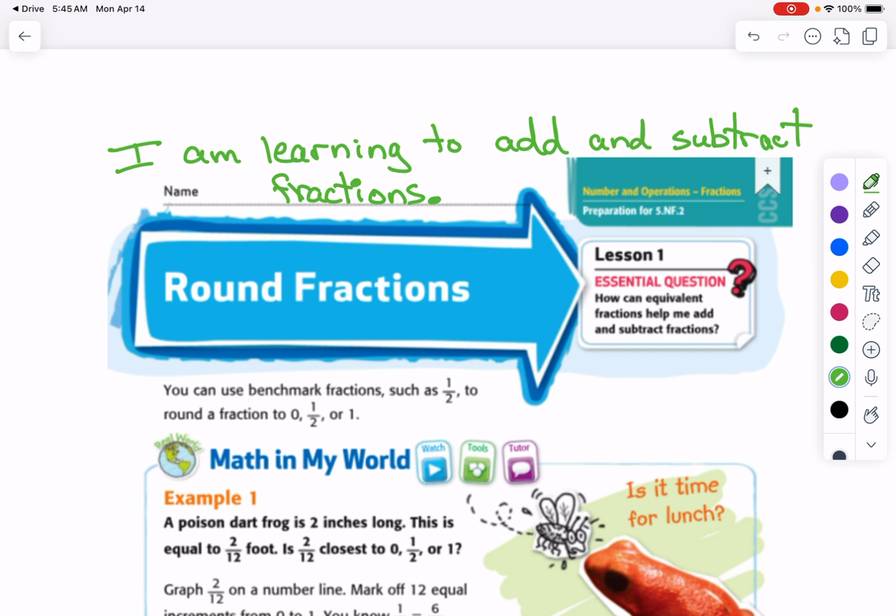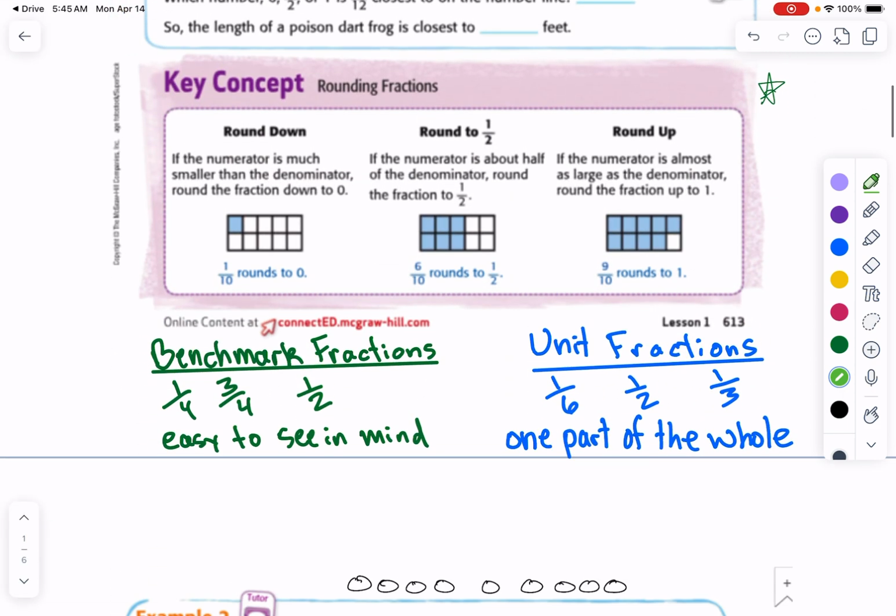But before we get started, grab your math notes because I have some things I want you to put in there. Okay, so see this key concept here? You don't necessarily need to write all the words, though if it's helpful to you, please do so. But I want you to write round down, draw the picture of the 10 frame, which represents 1/10, and then this part right here rounds to 0. Okay? If the words are helpful to you, go ahead and write those too.